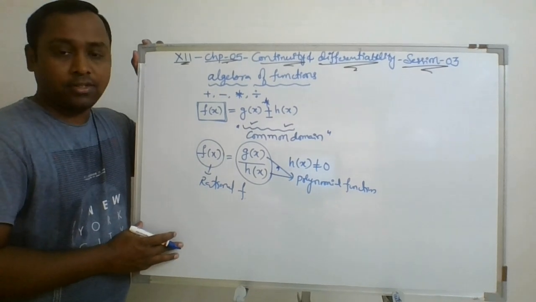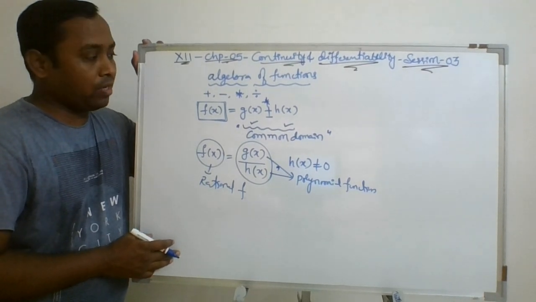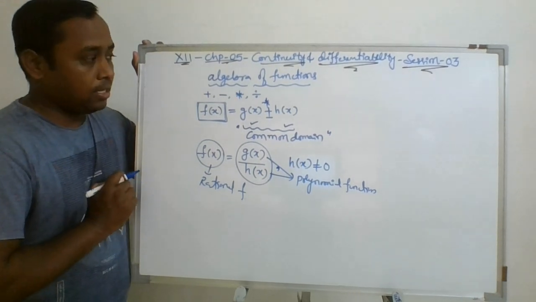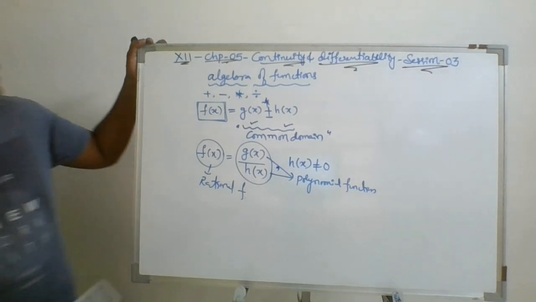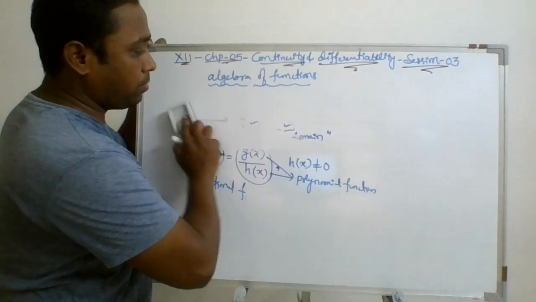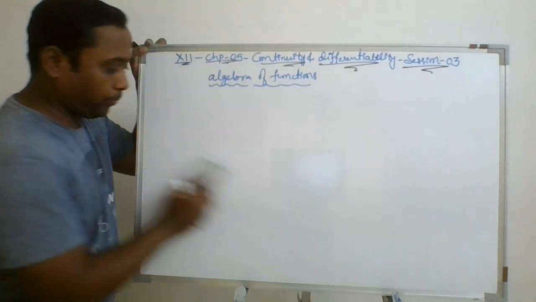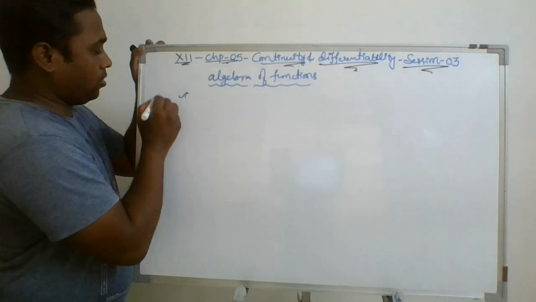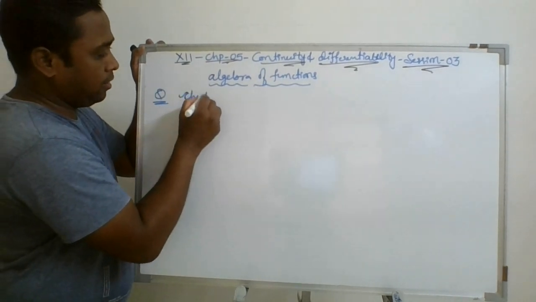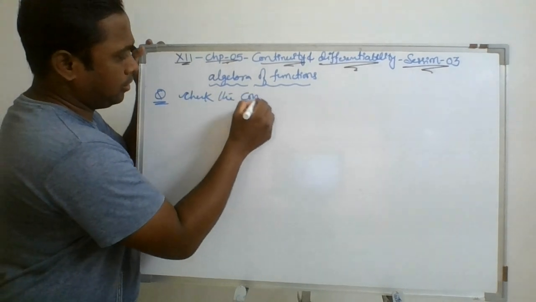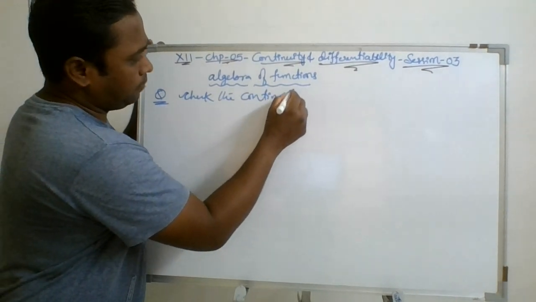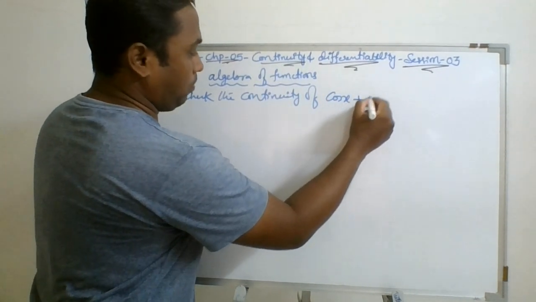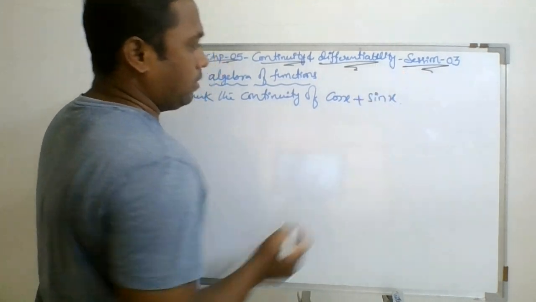Now to understand this, we are taking a few questions where we can check whether the algebra of the function is continuous or not. For that, I am taking a question first, under the head algebra of the function. Right. Now the question is: check the continuity of the function cos x plus sin x. This is the function given.